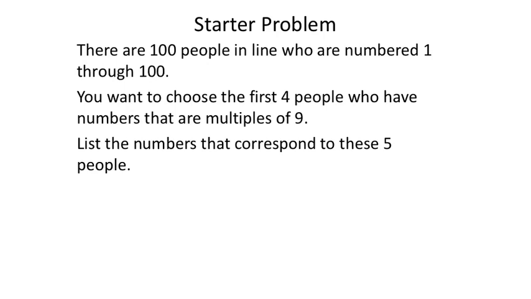Okay, here's our starter problem. There are 100 people in line who are numbered 1 through 100. You want to choose the first 4 people who have numbers that are multiples of 9. List the numbers that correspond to these 5 people.